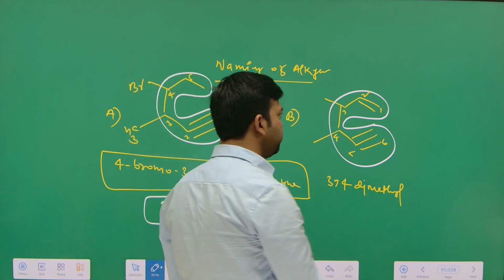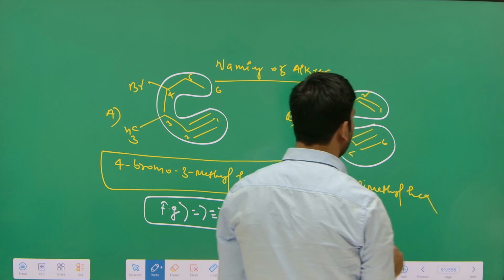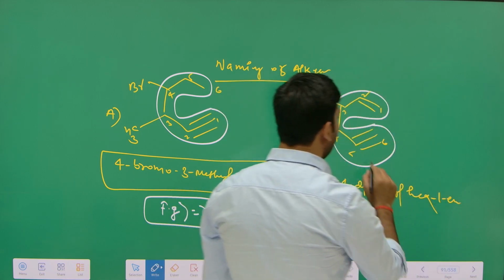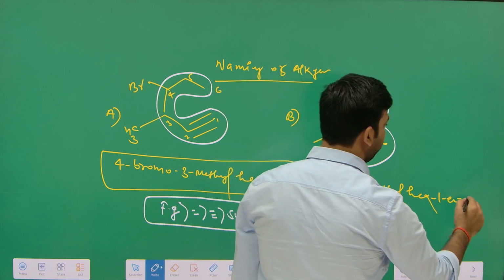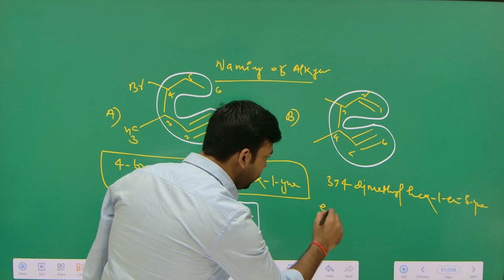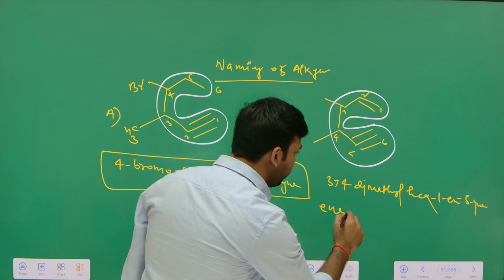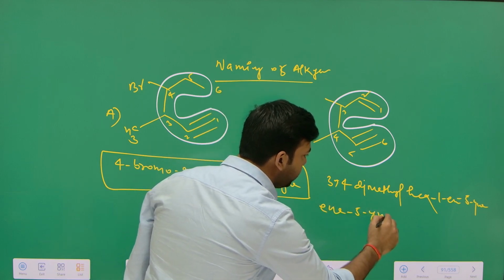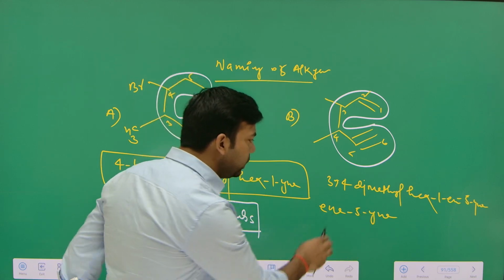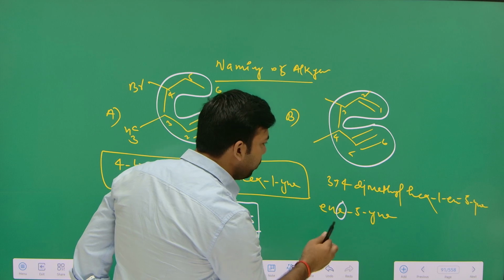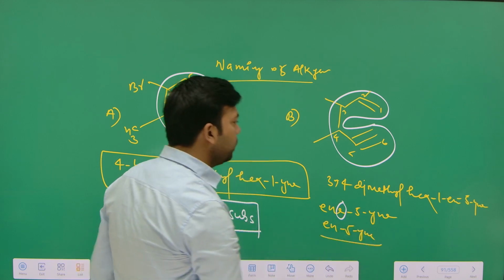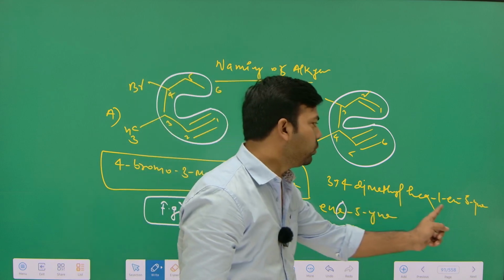Then hex-1-ene. E comes first, so 1-ene and 5-yne. So look at one more thing. If you write down the ene and then you are going to write 5-yne, look after E: if you have A, E, I, O, U, then remove this E. It should be only en-5-yne like this. The name will be 3,4-dimethylhex-1-en-5-yne.